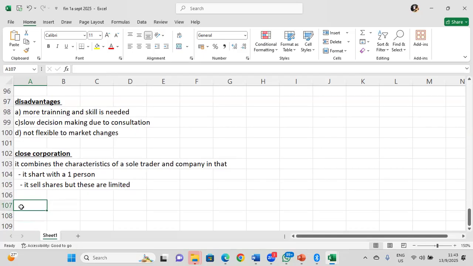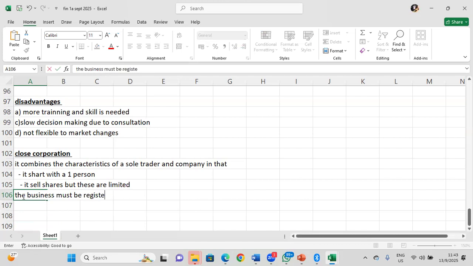So if we are operating this business, the closed corporation, it means you register the business. The business must be registered with the registrar of companies. So what advantages are you going to enjoy?